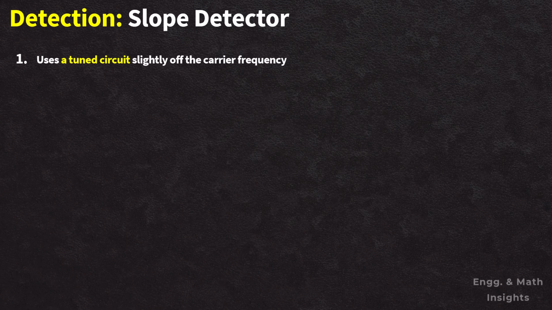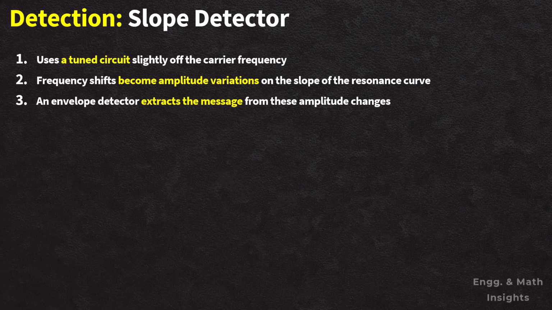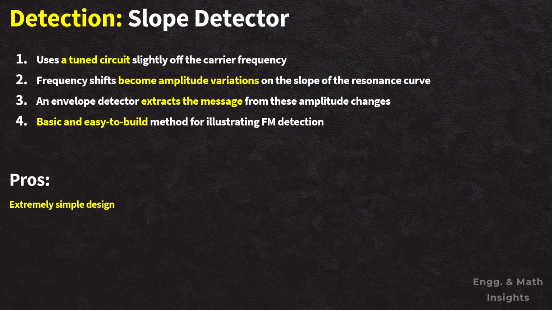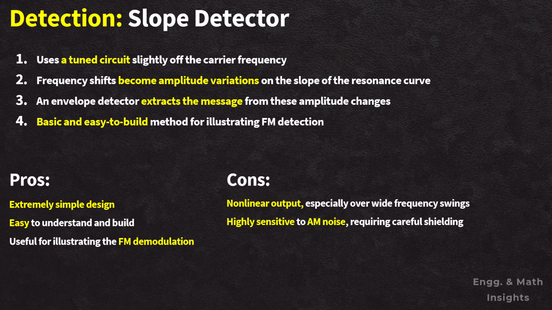It uses a tuned circuit slightly offset from the carrier frequency, which converts the frequency into amplitude variation due to the slope of the resonance curve. These amplitude changes are then passed through an envelope detector to extract the original message signal. Some pros are extremely simple design, great for demonstration and teaching, easy to understand and build using basic components, useful for illustrating FM demodulation principle. Some cons are nonlinear output, especially over wide frequency swings, highly sensitive to AM noise, requiring careful shielding, not suitable for modern and high fidelity applications.